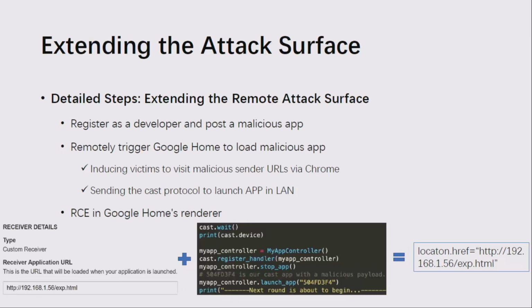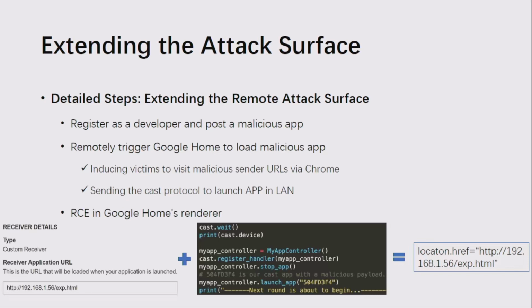Let's take a look at some specific attack steps. The attacker registers as a CAST developer. CAST applications can be developed and distributed. When you publish an application, you need to specify the CAST receiver URL. However, Google does not audit the links of CAST apps. Hence, we can specify it as a web page in any context and remotely trigger the Google Home to access any web page.